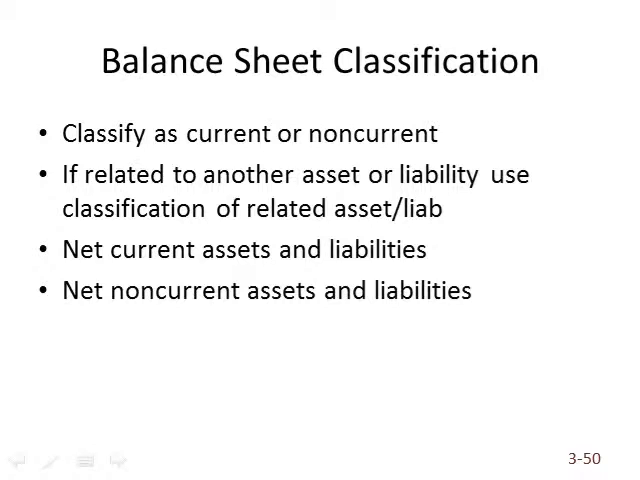If the deferred tax liability or asset does not relate to a particular asset or liability, it is classified as current or non-current depending on its expected reversal date. Once classified as current and non-current, all current deferred tax liabilities and assets must be netted and presented as one amount. Similarly, all non-current deferred tax liabilities and assets must be netted and presented as another amount.